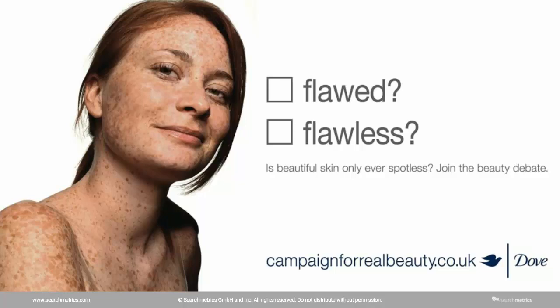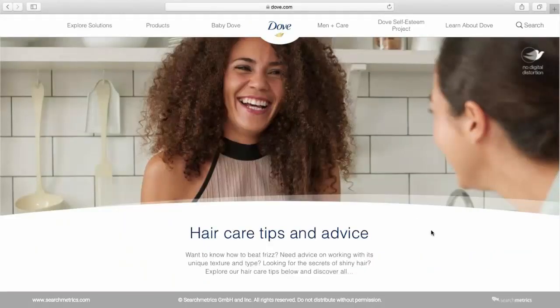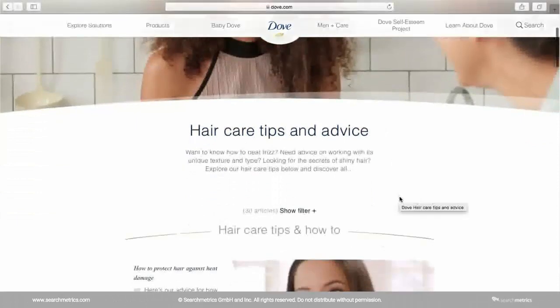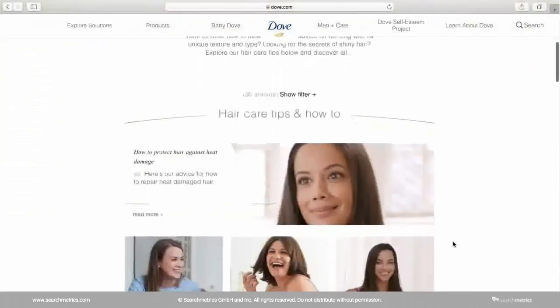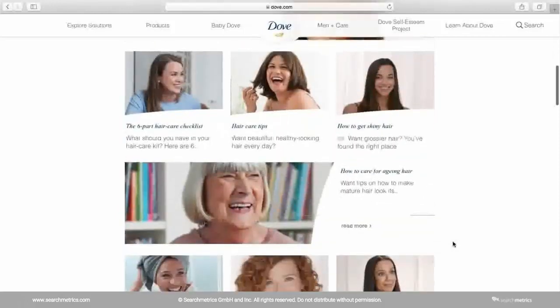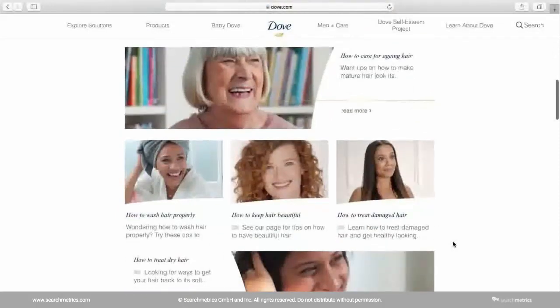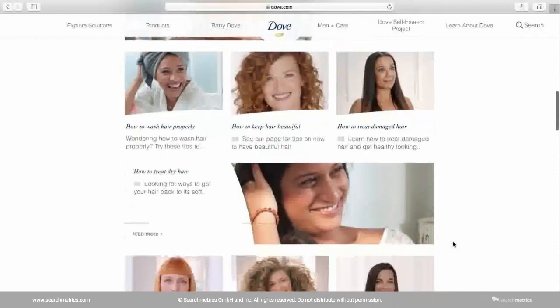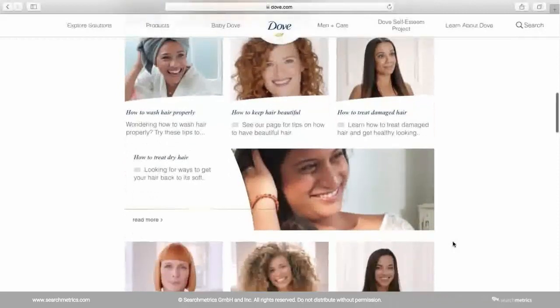And for example, also with the hair tips, they have a huge, very long holistic page on that for every different kind of hair type you can imagine. That doesn't mean that every type is a persona, but they understood their differences, and they have to address them, so that people feel talked to.